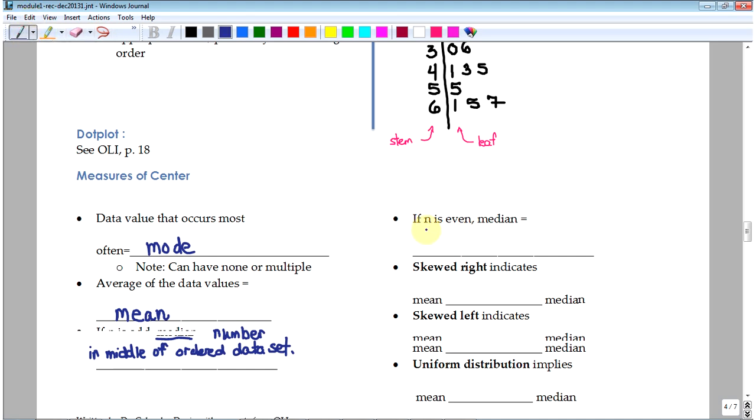Okay, well, what happens if you have an even number of data? In this case, the median will be the average of the two numbers in the middle of the ordered data set.